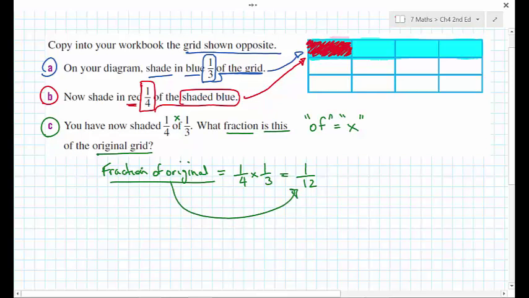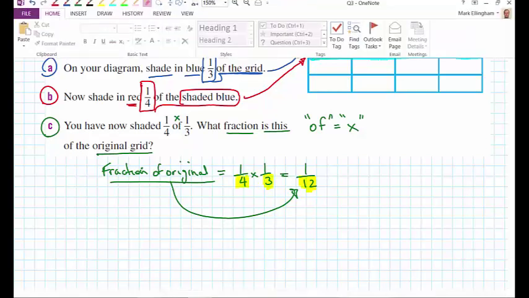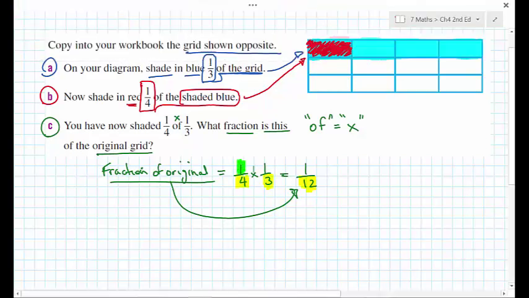Now what I want you to think about is, how does this 12 down the bottom come about? Well, isn't it just 4 times 3 gives me that 12? So when I think about it, I've just multiplied the bottom numbers, and across the top I've also multiplied to get that. So I go that times that to give that, and that times that to give that. So when I'm multiplying fractions, I multiply across the top and I multiply across the bottom.